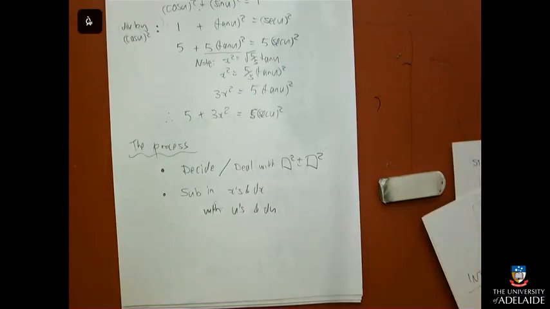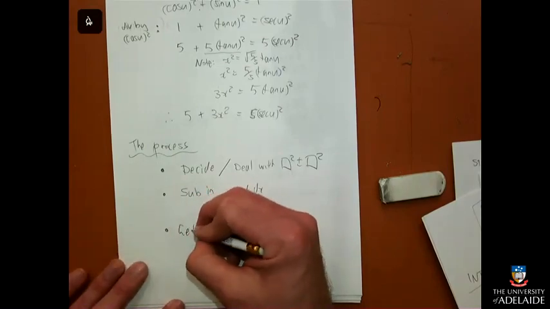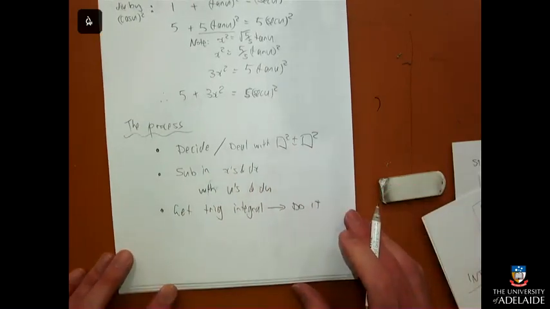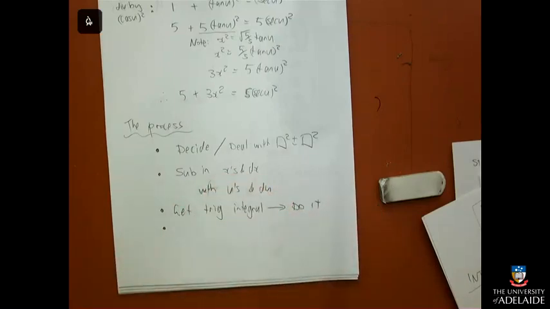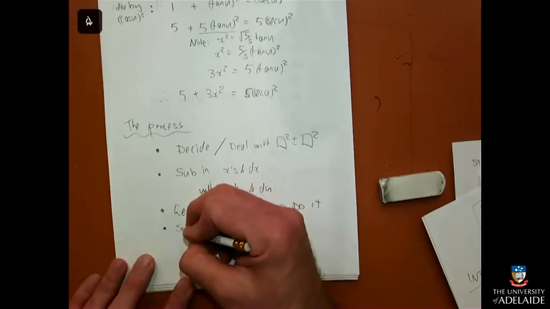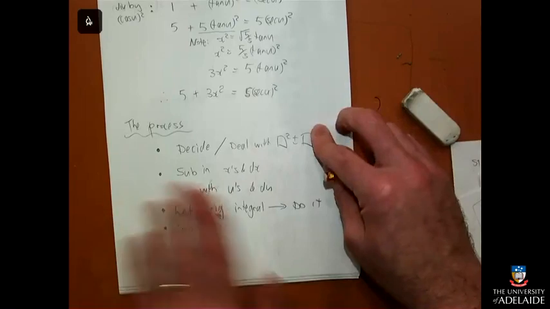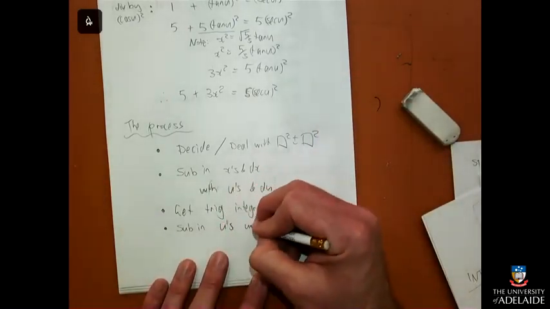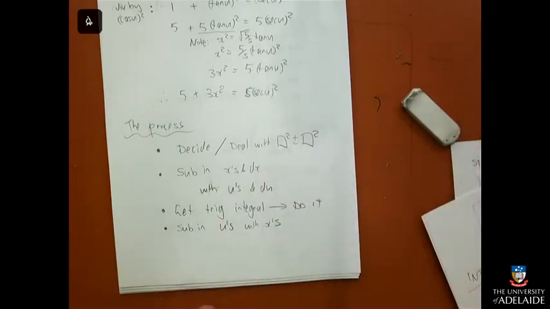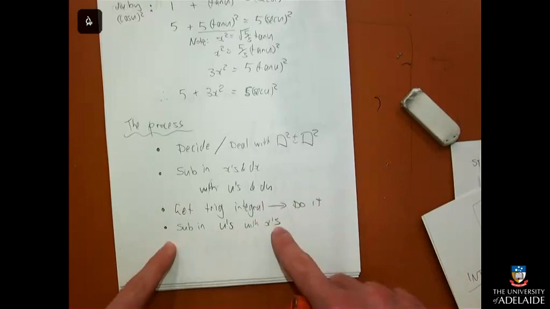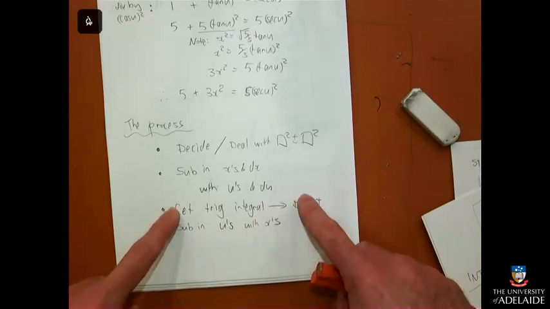And then you have to do the integral that you get, which is a trig integral, which you then have to do. And then at the end, your final answer will be something involving trig stuff, and somehow you're going to have to sub all the x's back in. Sub in u's. And the hard bits are often this bit and this bit.